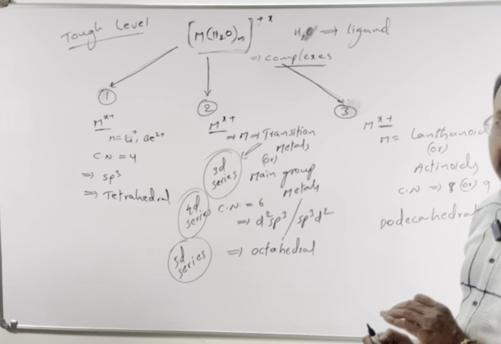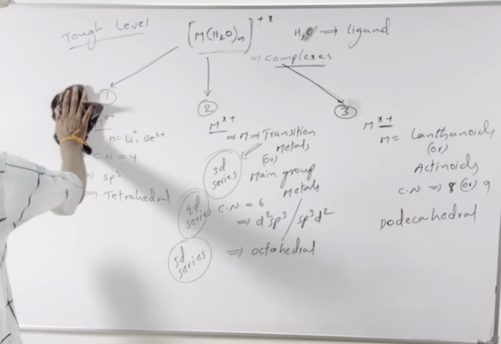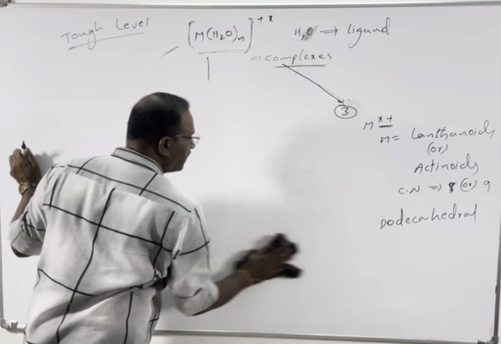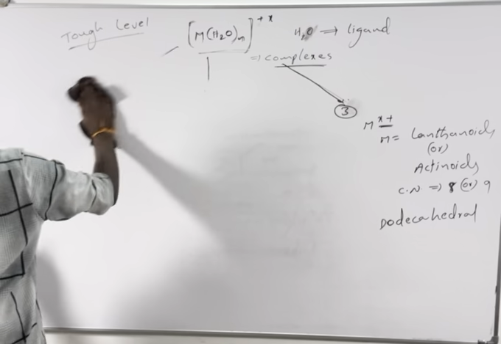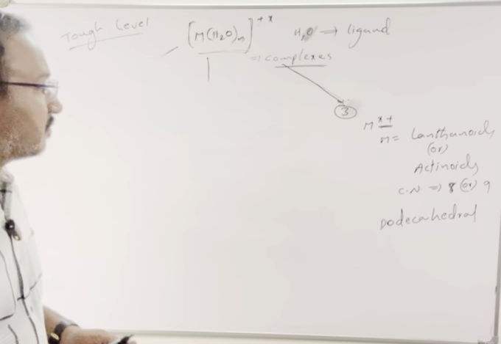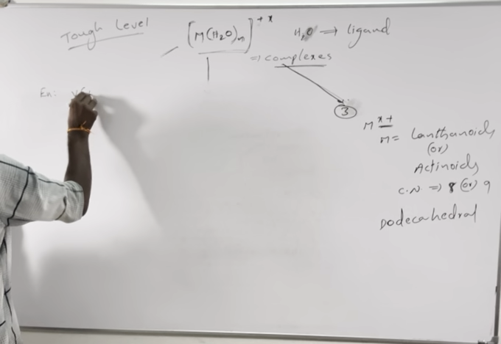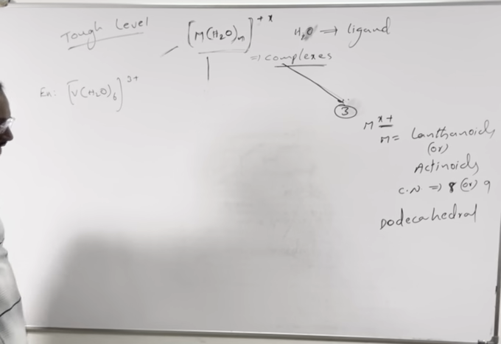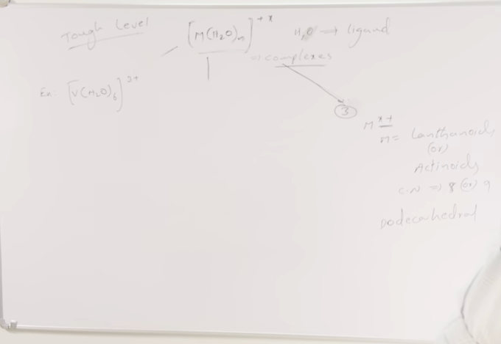First one is [V(H2O)6]3+. You can take titanium also as the first example, but I am taking vanadium because I have seen it in previous exams, and you can observe it in previous examples also. [V(H2O)6]3+ is example 1. The IUPAC name, all these things, you have to go for those examples.